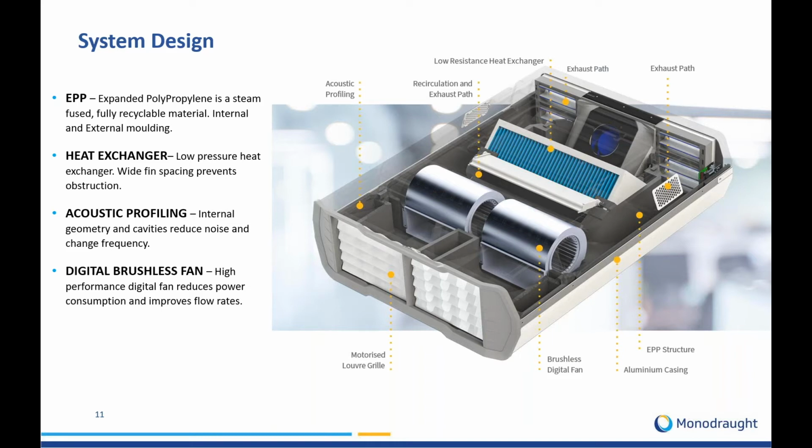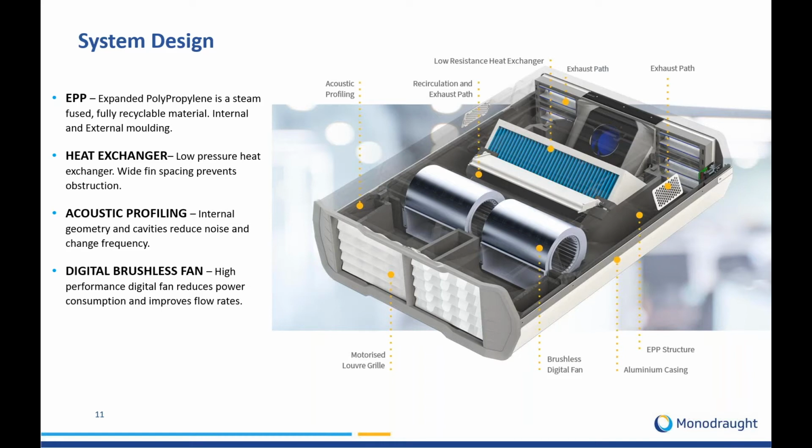The unit itself is constructed from expanded polypropylene, and that material is a steam-fused material, and it's a fully recyclable material as well. And being fully recyclable, that was an aspect that we wanted incorporating within our material selection all the way through as well. EPP also provides an internal and an external moulding process. So when we're looking at the design of a system, being able to mould the internal shapes as very complex profiles really fed back into the CFD process.